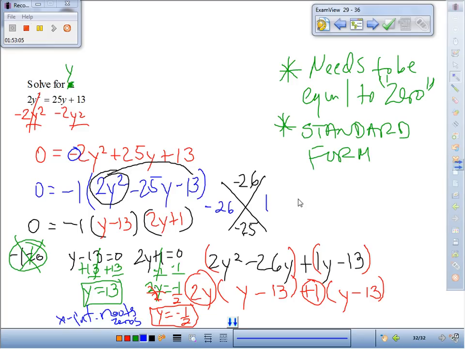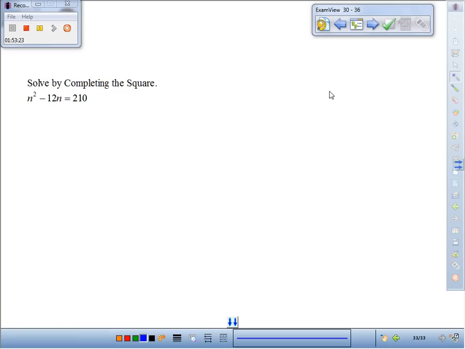Number 30. Solve by completing the square. Yay! Once again, guys, when we're solving quadratics, what was the note that we just did earlier? They have to be equal to 0 and in standard form. So let's see. We already have the n squared. We already have the n. We have the 210 here. So now check this out.